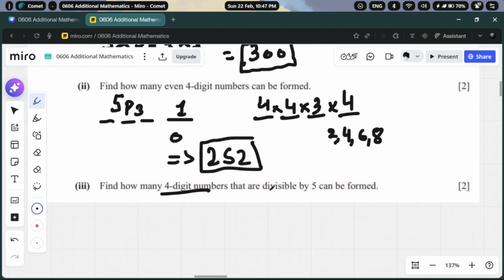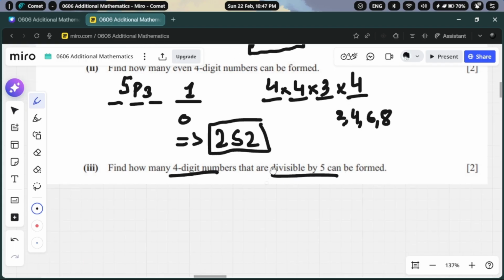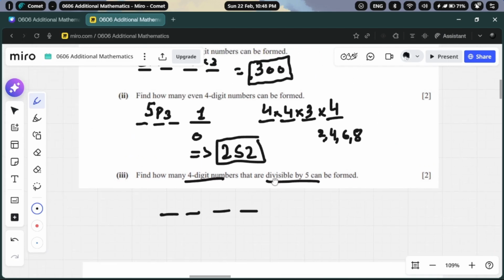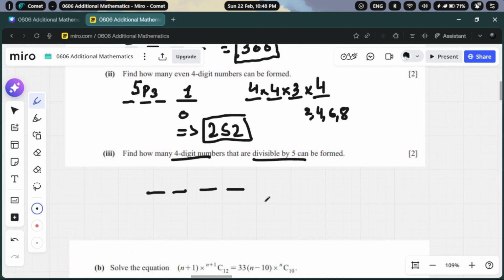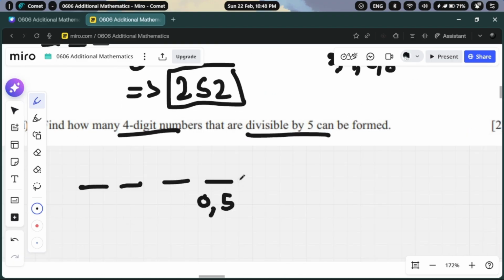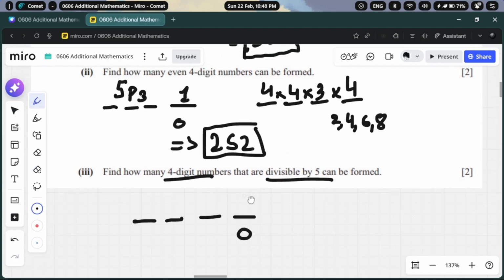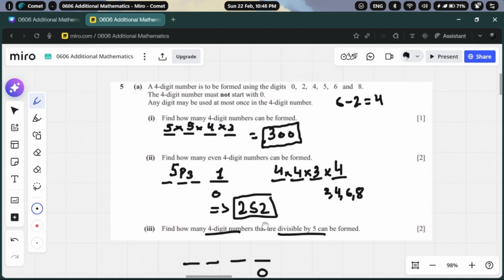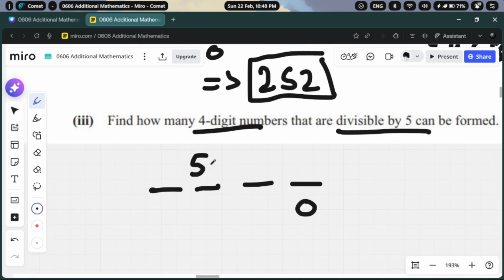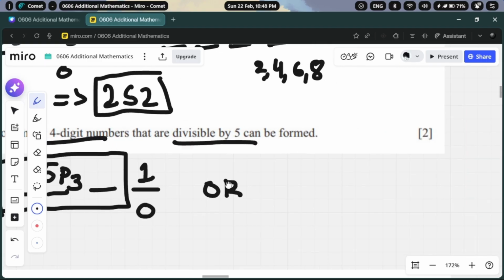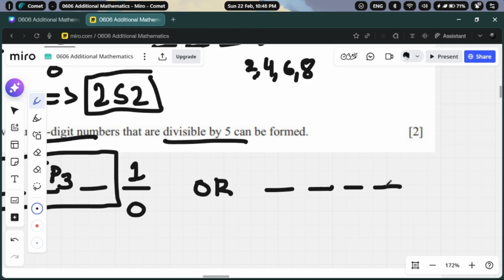Now you have to find out how many 4-digit numbers that are divisible by 5 can be formed. So 1, 2, 3, 4, 5. Now, if it's divisible by 5, it can either end with 0 or it can end with 5. Now you have two cases once again. If it ends with 0, you can have essentially 5P3 for these 3 remaining places, or if it ends with 5, so there's only one possible case.